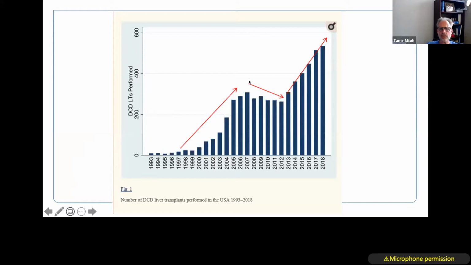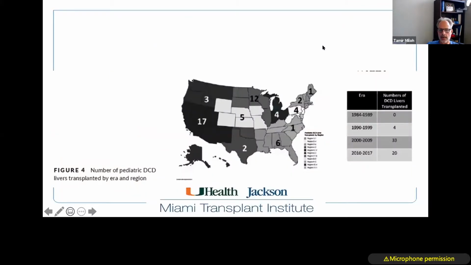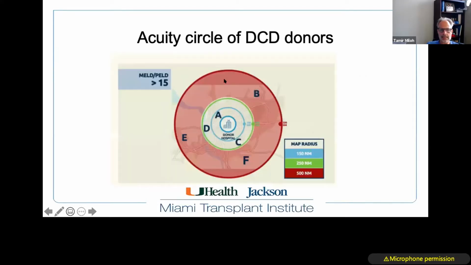So overall, you can see that over time, there's an increase in utility of DCDs in liver transplant patients. And currently in adults, about 600 are utilized annually. But if you look at the number of pediatric transplants, we're talking about maybe 20 over a period of 7 years. So not that much. And again, there's a significant difference across the United States. Some centers or regions are much more aggressive in accepting DCDs.